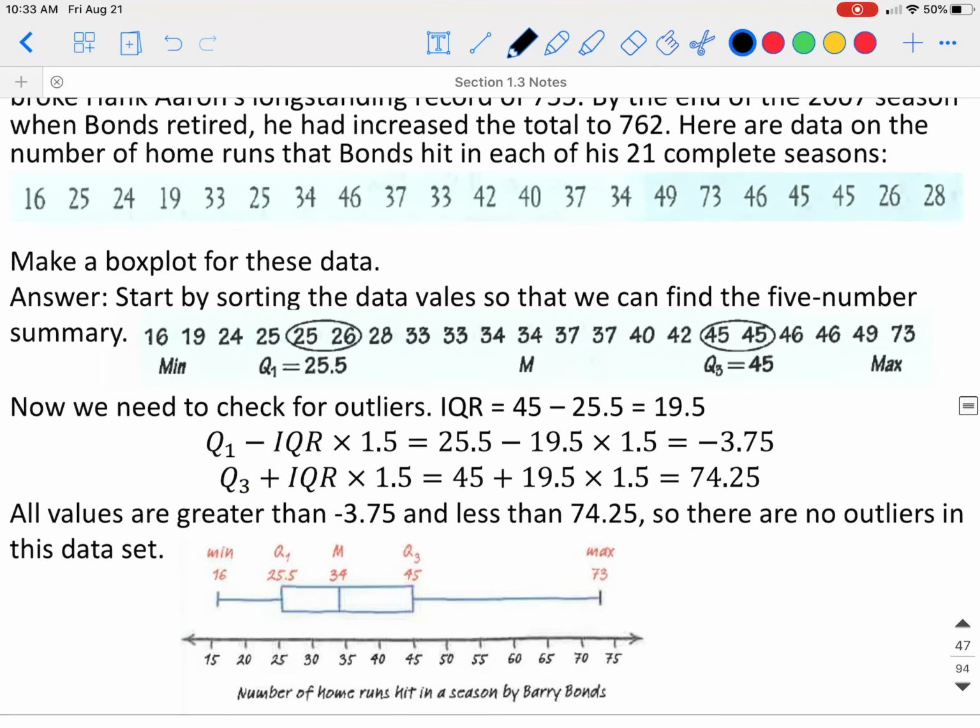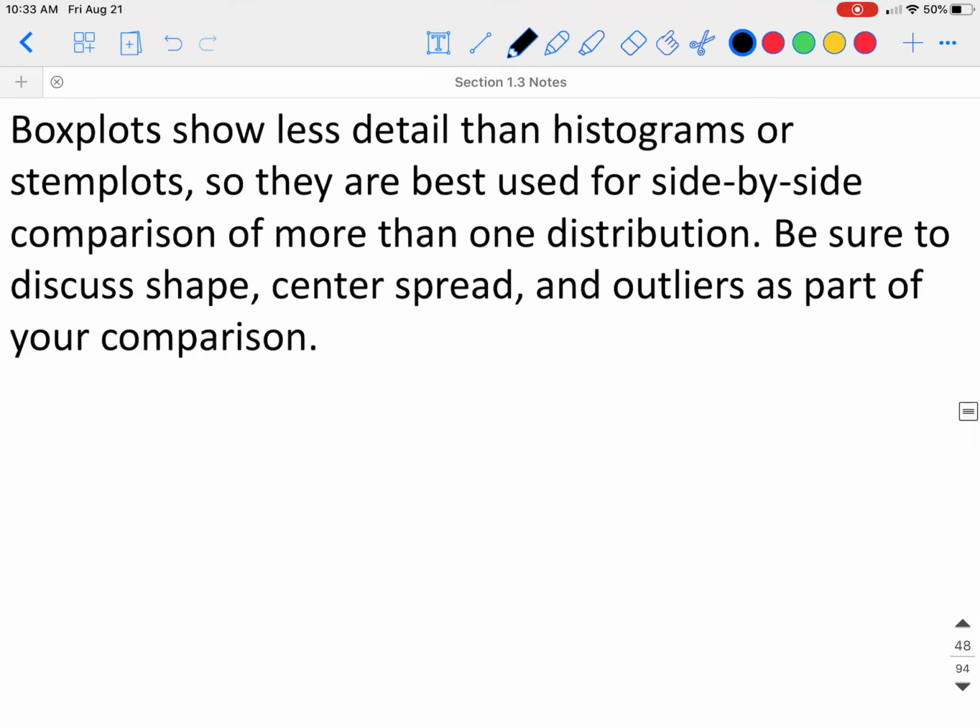So when we go to make our box plot, the first thing you need to do is create a number line. You will make a box that goes from Q1 to Q3. You will put a line in that box where your median is located. You will put a dash where the smallest value is that is not an outlier, which in this case is our median, and draw a whisker back to the box. And you'll put another dash where the largest value that's not an outlier, which in this case is the maximum, and draw a line back to the box.